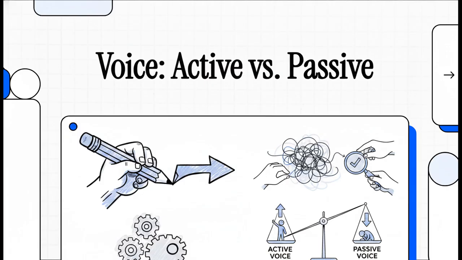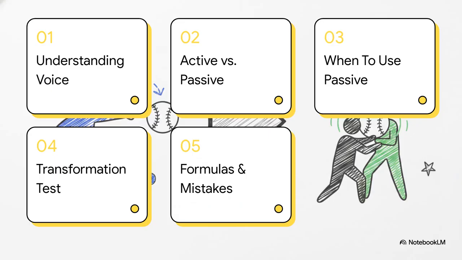I'm absolutely thrilled to guide you through this explainer today, where we're going to finally unlock this mechanical puzzle. Okay, let's dive right into this. We've got a 5-part roadmap for today. We'll start with understanding grammatical voice, move into active versus passive structures, look at when to use passive voice, tackle the transformation test, and wrap it all up with formulas and common mistakes.